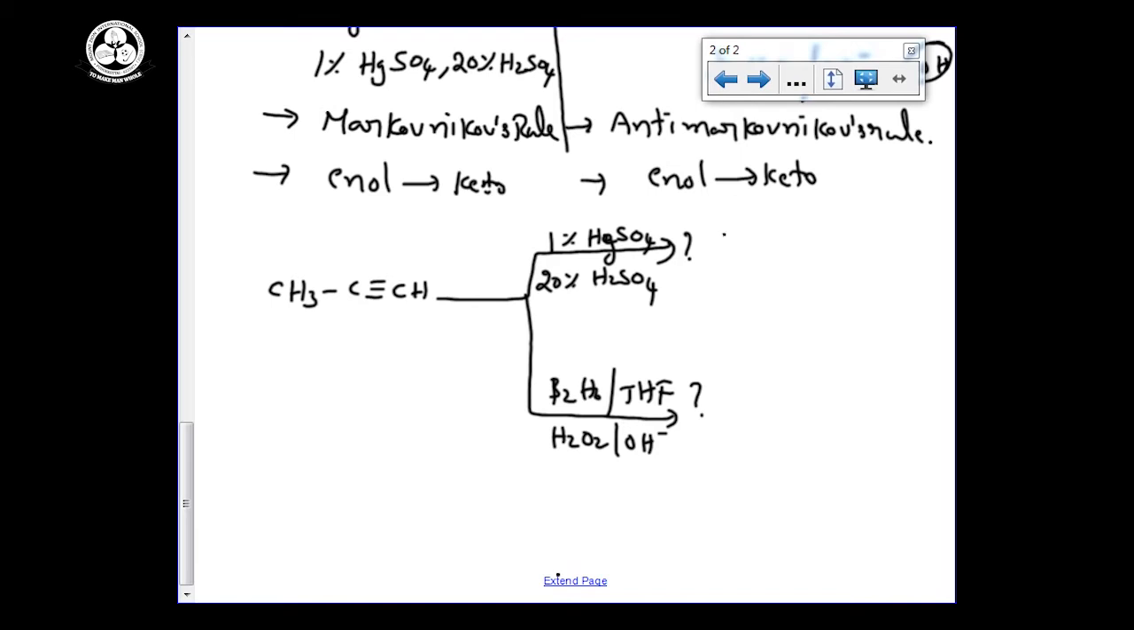Here you can follow the Markovnikov rule and tell me the direct answer. CH3 C double bond CH. Here I am following the Markovnikov rule. Hydrogen I am adding here and OH I am adding here. Later it is converted from the enol form into the keto form, that is CH3 C double bond O CH3. So we can get ketones here.